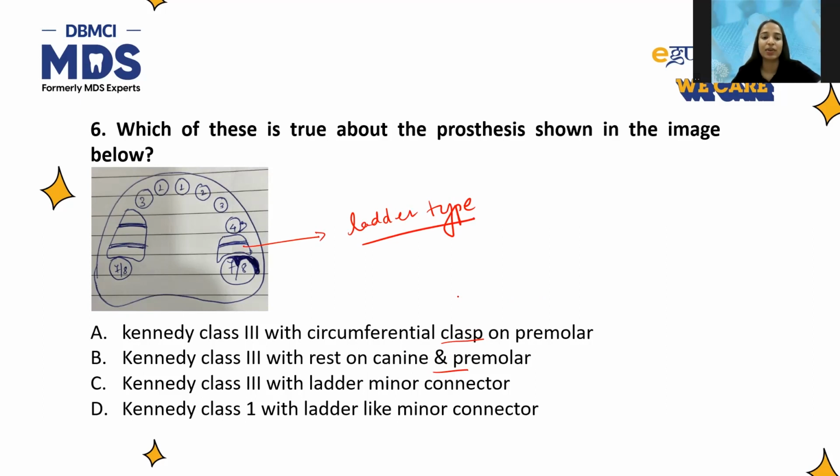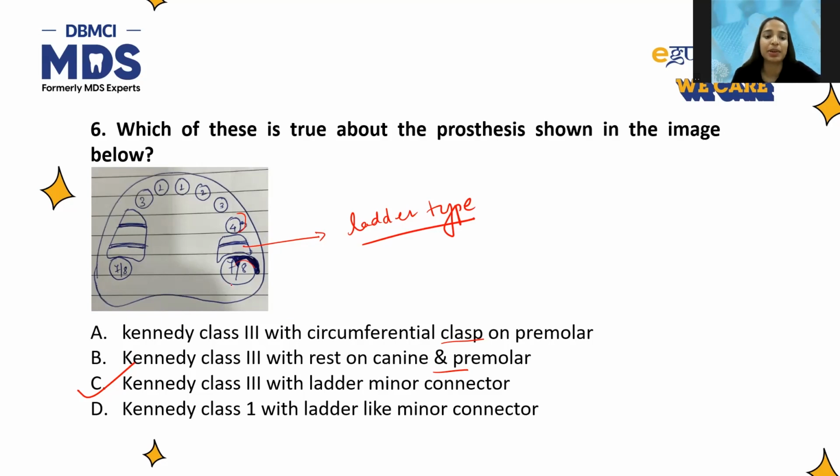The recall that I have got to understand is that there were either restorations on the anterior or posterior tooth, and there were some sort of clasp assemblies, but they were not matching with the correct option. And the correct answer to this question was a Kennedy class 3 with a ladder type of minor connector.